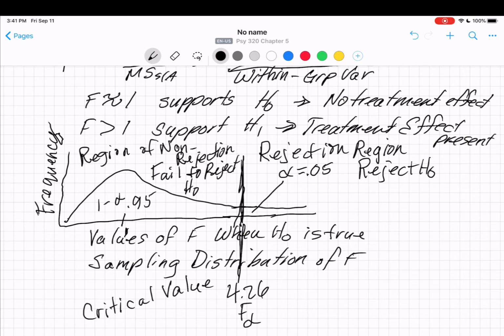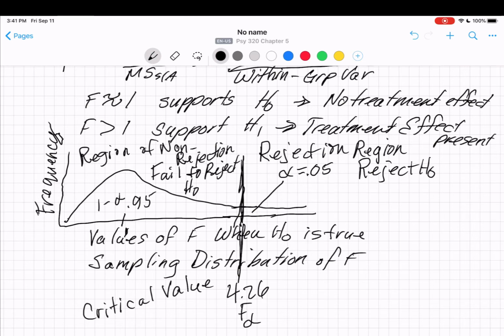On the other hand, if we get our F statistic and it's less than 4.26, then we're going to fail to reject the null hypothesis, because even though it might still be larger than 1, there's still a reasonable level of probability that we could get that value when there's no treatment effect present. And so we say we don't have enough evidence yet to reject the null hypothesis, so we would fail to reject the null hypothesis.